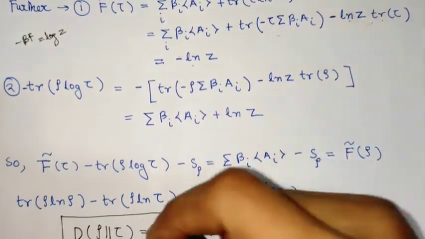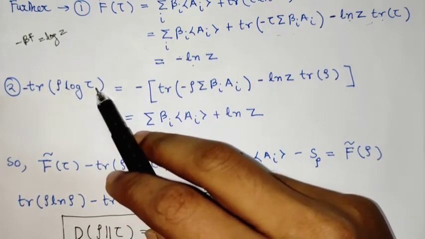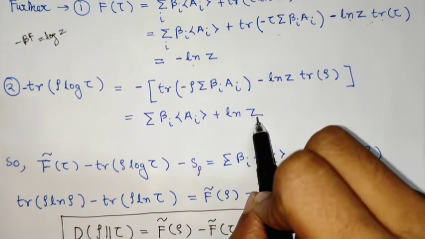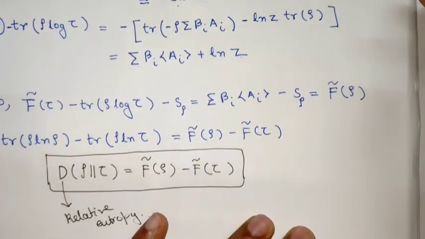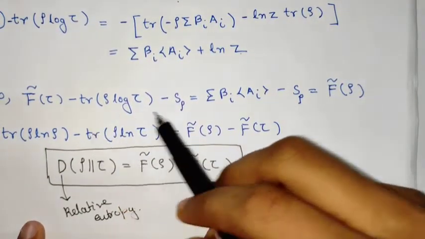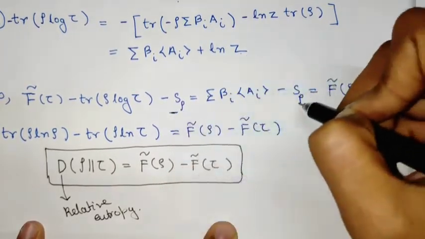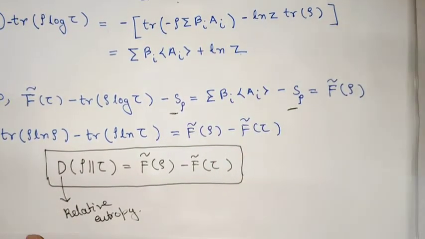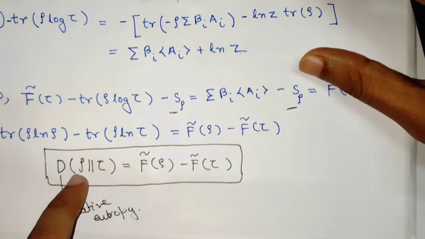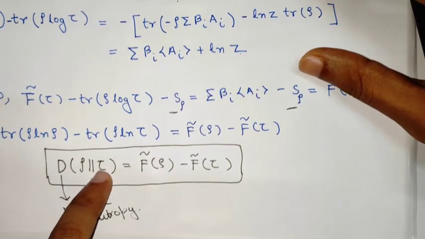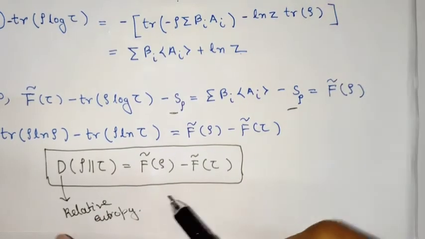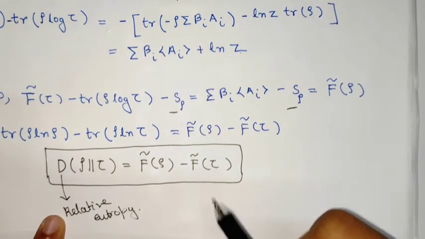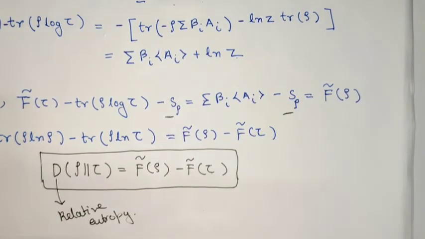Similarly, we can do one more calculation. Minus trace rho log tau can be written in this particular form, and we can add these two equations. I have done it explicitly here. We just add this quantity on both sides, minus S of rho, that is the entropy of our state. And what we can prove is that the relative entropy of our state with respect to the thermal bath is simply the difference of the free entropy of our state minus the free entropy of the thermal bath. So the free entropy is providing a measure of this relative entropy.